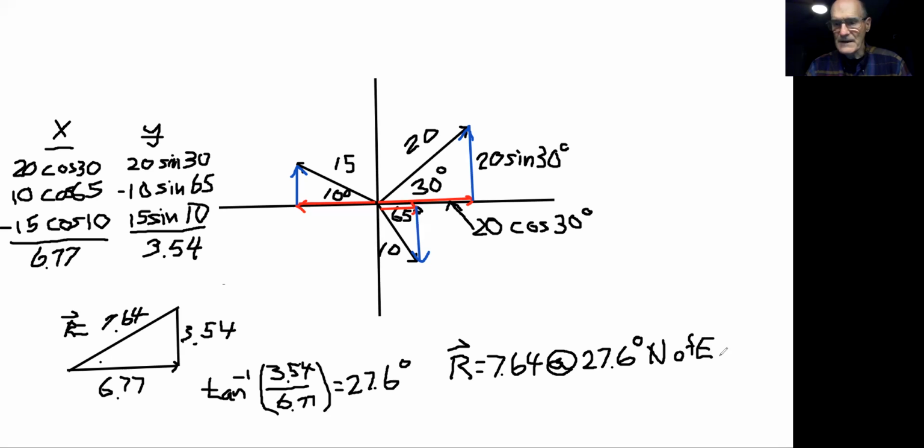All right, so that's pretty much what we did today, trying to get to the point where you can combine several different vectors. The simple way to do that is to use the components of each vector, add the x components and add the y components, create a resultant triangle as we did here in the lower left, and then find the magnitude using the Pythagorean theorem, and find the direction using the inverse tangent.